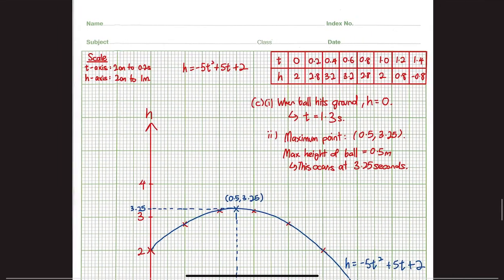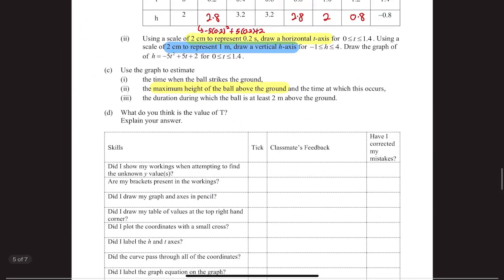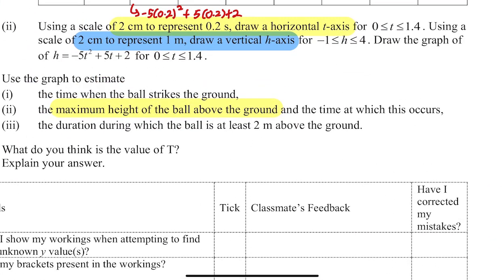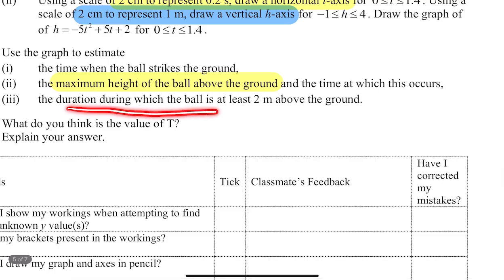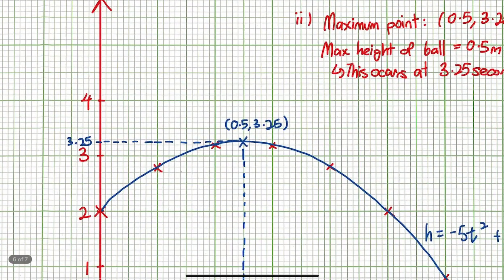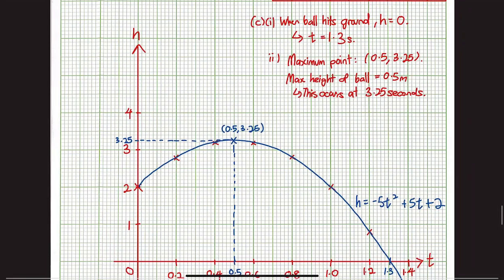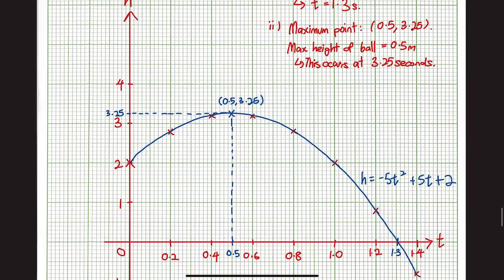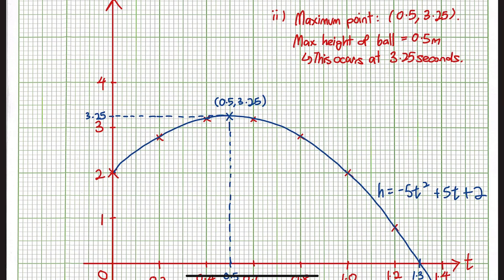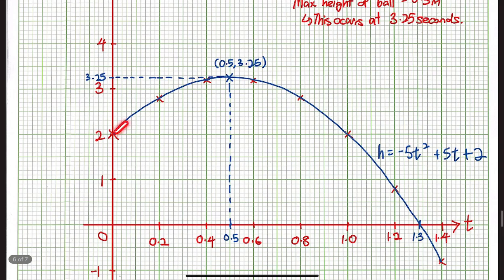Okay, then the last one over here, find the duration at which the height of the ball is at least 2 meters above ground. Find the duration which the ball is at least 2 meters above ground. So let's look at my graph over here. I look at this h represents the height of the ball. For the ball to be 2 meters above ground, let's trace this graph. This is the height of the ball.